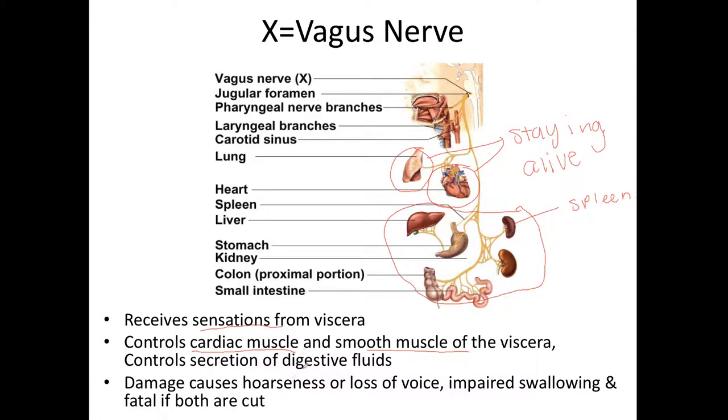It also innervates, as you can see, the larynx, which is how you produce speech. So you get hoarseness or loss of voice if one side is damaged as a result of you being unable to control the contraction of your vocal cords during speech production. You also get impaired swallowing. If both sides are cut, your heart's connection and your lungs' connection to your central nervous system are lost, and that results in immediate death. So you want to be careful with your vagus nerves.